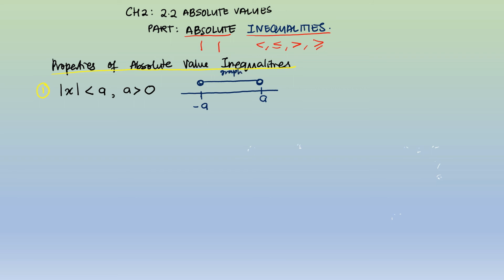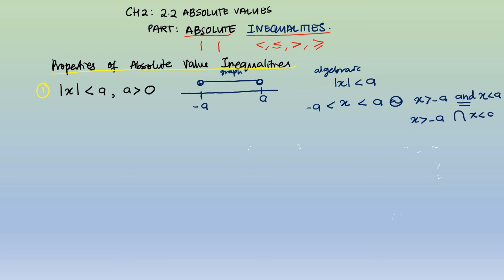How about we look at its algebra? Alright, for algebra, modulus x less than a is actually x is more than negative a and less than a. Or you can put it as x greater than negative a and x less than a. And the symbol and here, you can change it, use the intersection symbol. Alright, so this is for our number 1. Let's look at number 2.